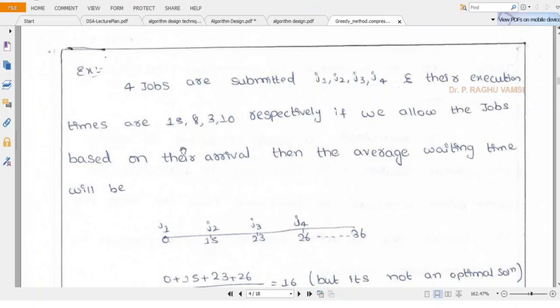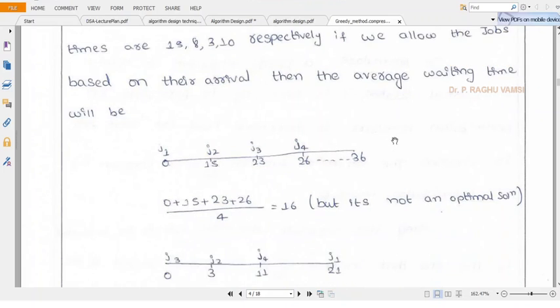That means there is no 16 time unit execution time for even a single job also. J1 can be computed in 15 time units. J2 can be computed in 8 time units. J3 in 3 time units. J4 in 10 time units. But on an average, every job needs to wait for at least 16 time units. So which is not a feasible solution.